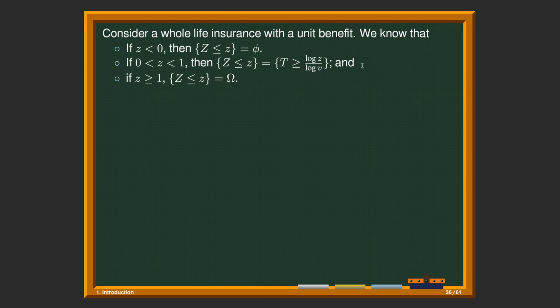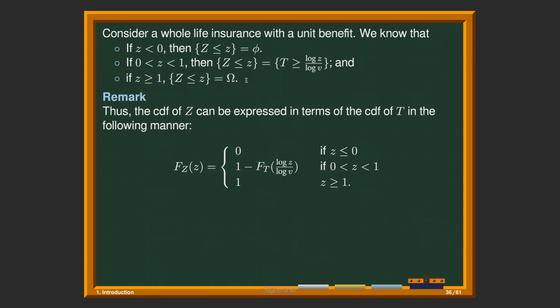And then if z is greater than or equal to 1, then the event that Z is less than or equal to small z is going to be the universe. Right? Because if this is the event that capital Z is less than or equal to small z when z is greater than or equal to 1, that would be the universe. So the probability associated with these events would give us the corresponding CDF of our random variable Z in terms of the CDF of the random variable T.